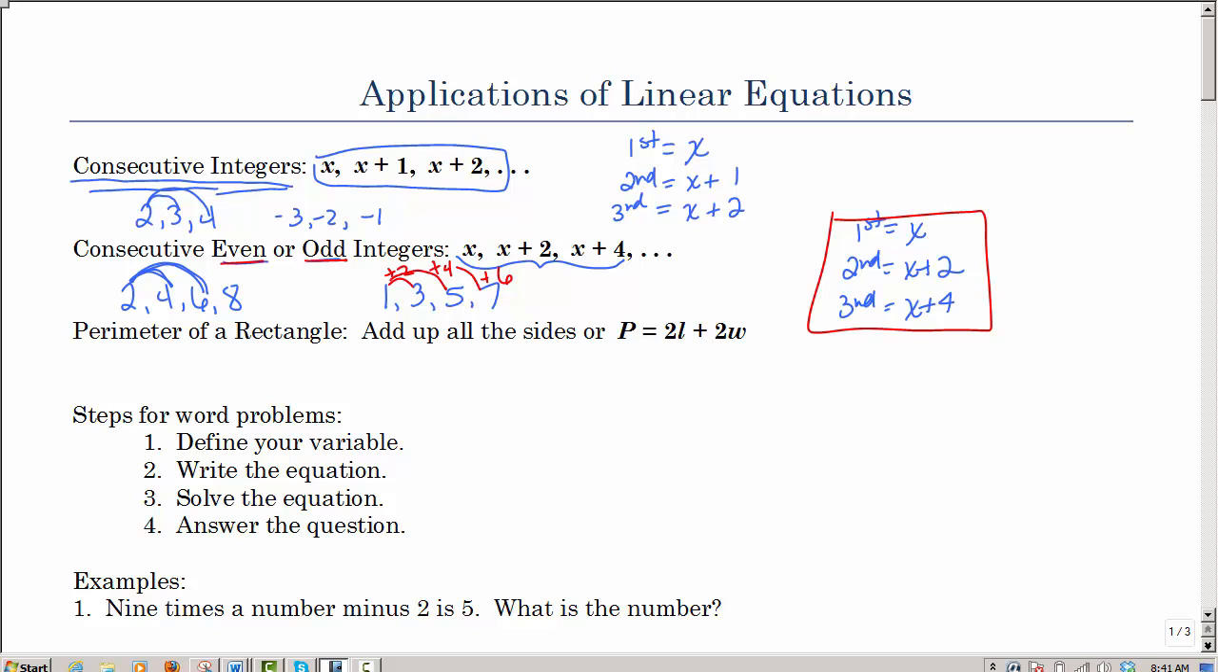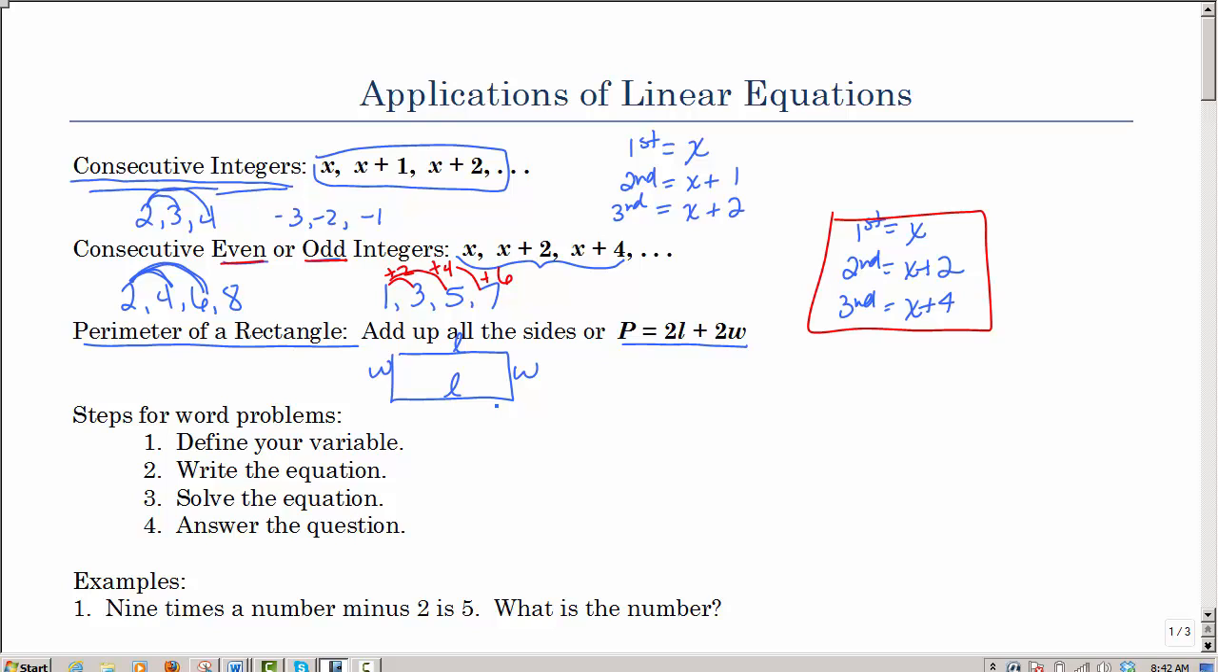Another thing I'm sure you know is what is the perimeter of a rectangle. The perimeter is when you add up all the sides. And the formula you're used to seeing is 2 times the length plus 2 times the width. We usually let the shorter side be the width and the longer side be the length. And of course you have 2 of them on each side. So the perimeter is the distance around.